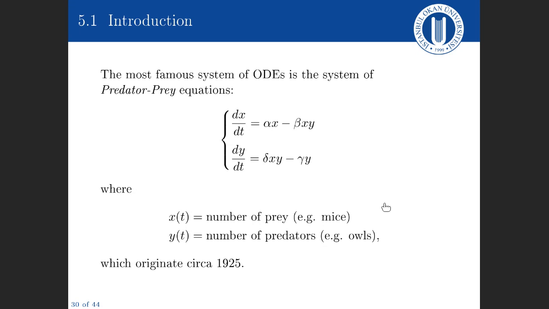This is a more sophisticated model for mice and owls, because now the number of owls in the region is allowed to change depending on if they have enough food to eat. Because these equations are not linear, we have an xy term in each one, this system of equations is going to be too difficult for us to look at in this course. If you're doing a more advanced course of differential equations, you might look at this system.